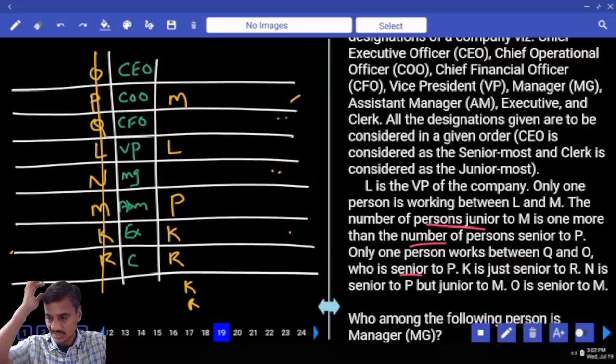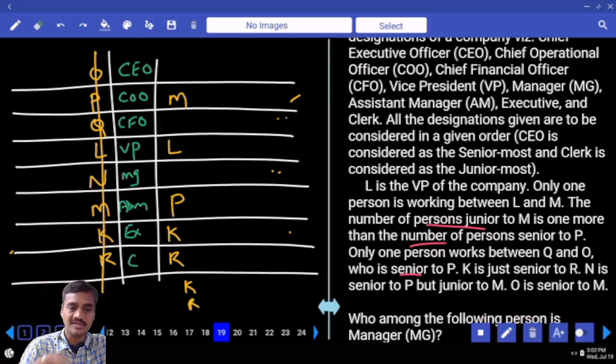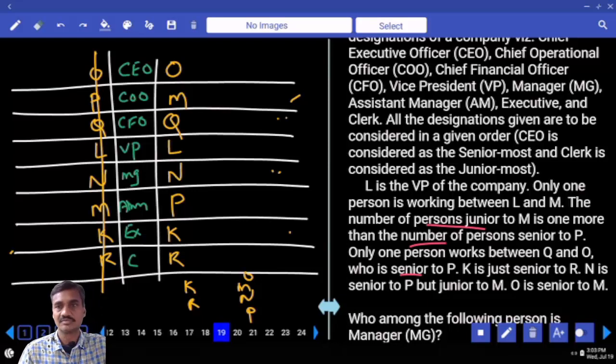Then next one, N is senior to P but junior to M. And O is senior to M. That means O is senior to M. This is the crucial information. O is here. Now if O is here, O and Q will be like this. Then who is the person left over here? N is the person left. Then clear? Now 19 to 23. Next one 24 onwards.